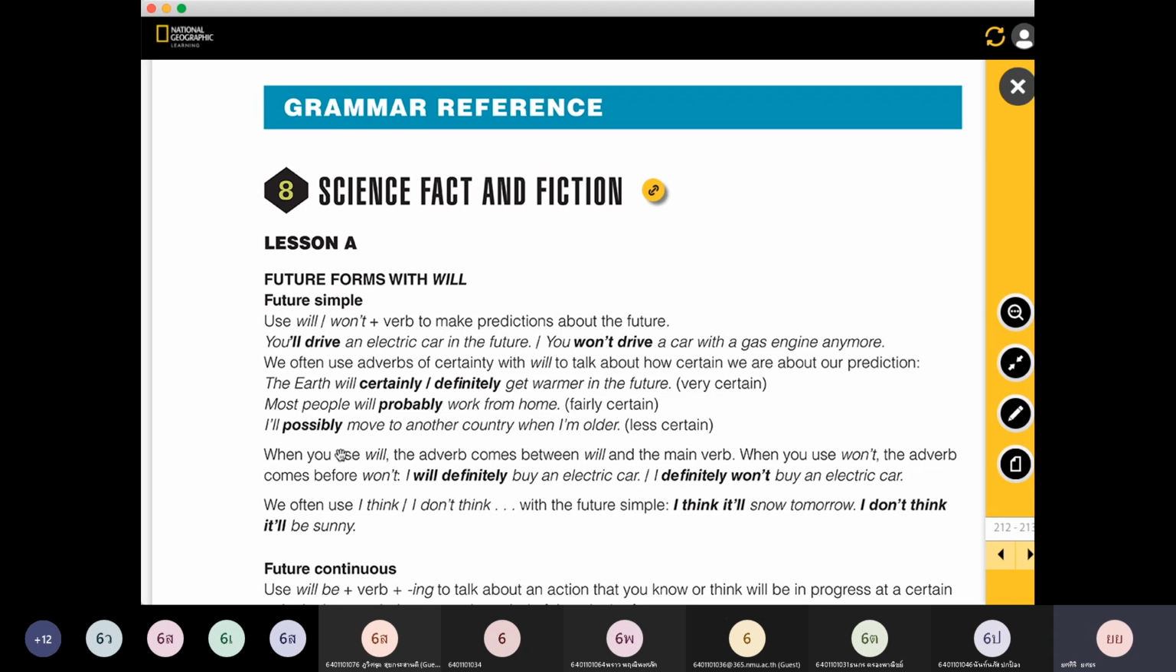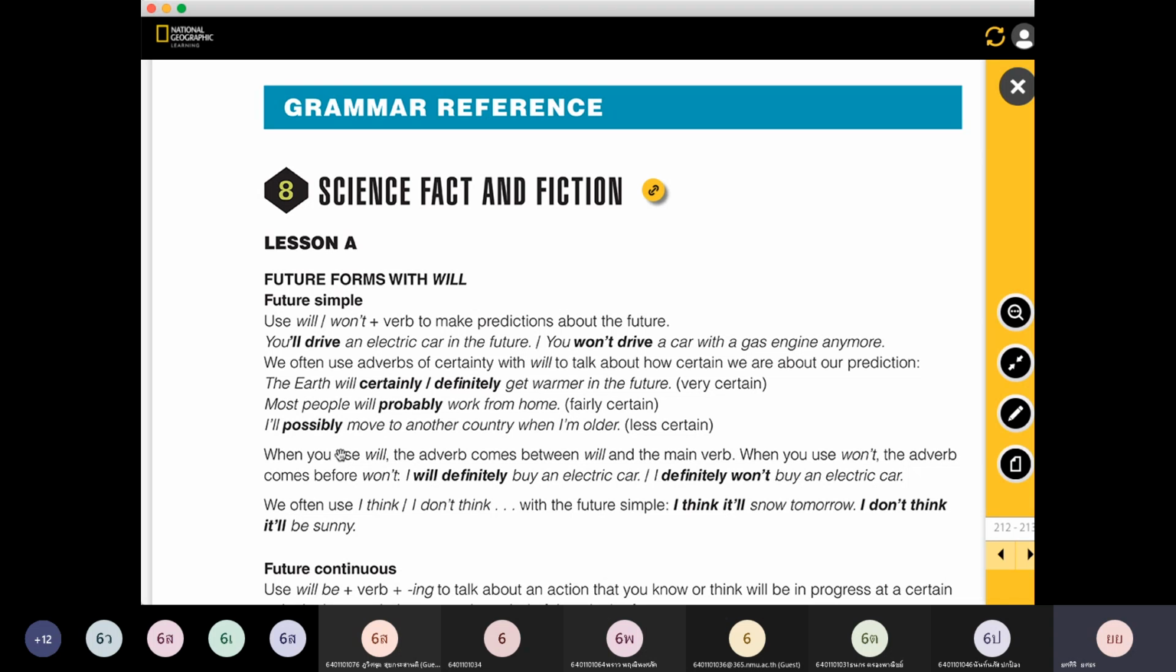If you use this kind of adverb, it gives you some degree of certainty as well. If you want to be very certain of your prediction, you can use certainly or definitely. If you use fairly or moderately, like it's 50-50, you just use probably. And if it's less than 50%, we can use possibly to support your future simple prediction.